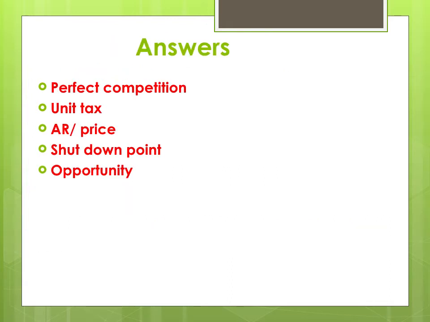The solutions to the fill in the blanks are as follows. Kindly note down. Price taking behavior is the single most distinguished characteristic of a perfect market. Unit tax is a tax that the government imposes per unit sale of output.